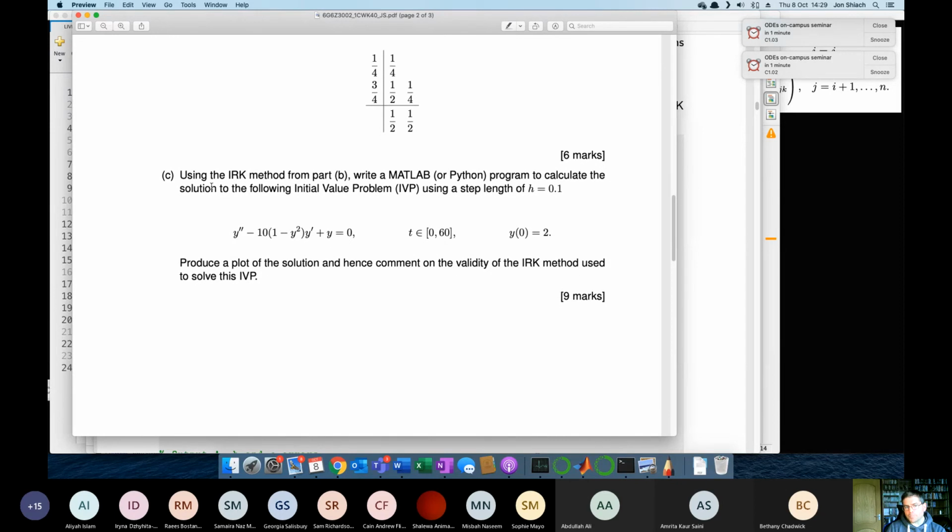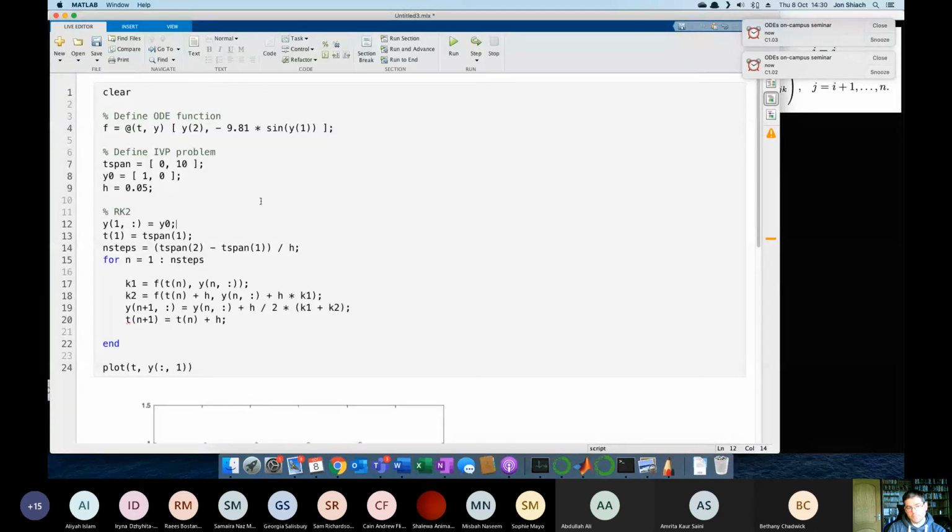In part C, I want you to write a MATLAB or Python program. By the way, I imagine most or all of you will use MATLAB. Calculate a solution to this initial value problem. Again, this is a second order ODE. You'll have to split it into two first order ODEs. Then, going back to what we looked at here, you'll have something similar. So you've got a system of ODEs, not just a single one.